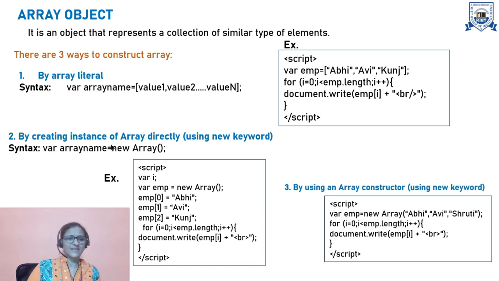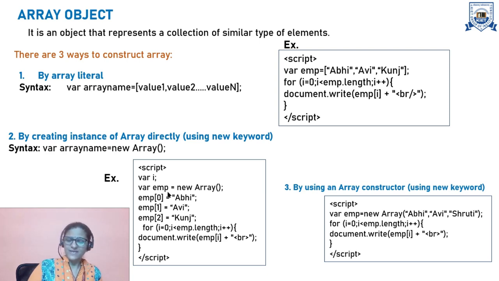Now the next one is creating an instance of an array directly using the new keyword. This way, we have the variable and the array name, and the object we are creating with the help of the new keyword. It has the properties of an array. Now this was the syntax. Now go to the example.